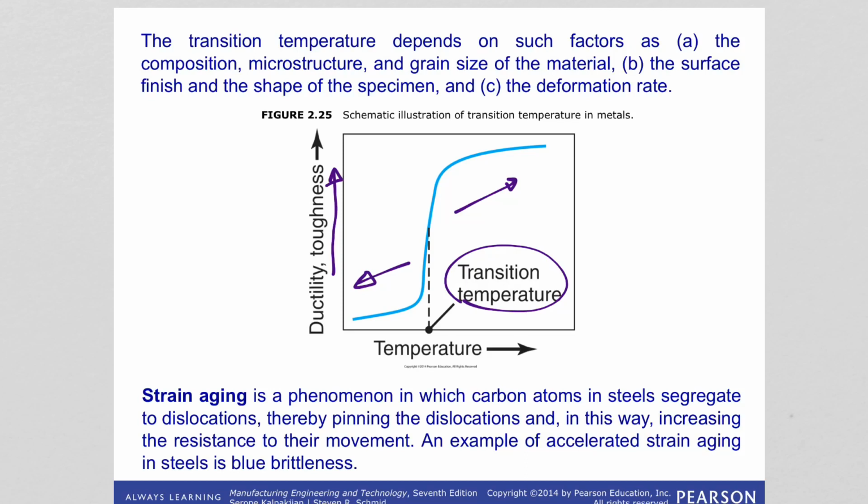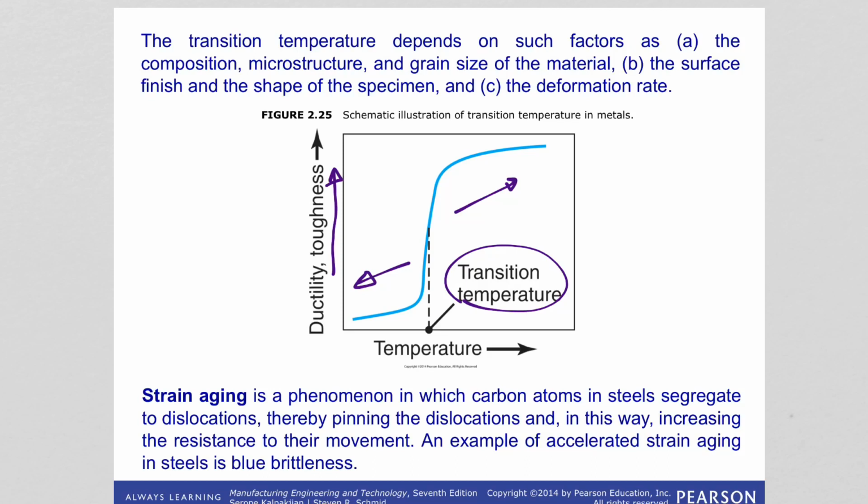Okay, so sometimes there is this phenomenon, strain aging, that we need to learn about, and this is where carbon atoms affect the dislocation motion. Sometimes the carbon atoms can get together in the structure and prevent dislocations from moving. Remember, this is how the materials change shape, and if we stop dislocation motion, we increase the strength of the material. So this is called strain aging.